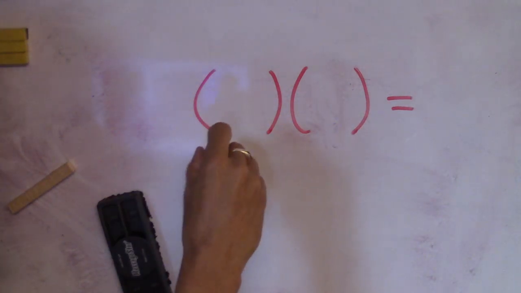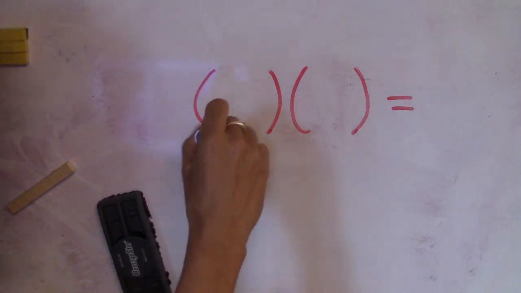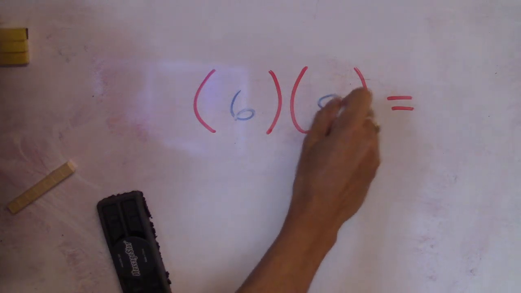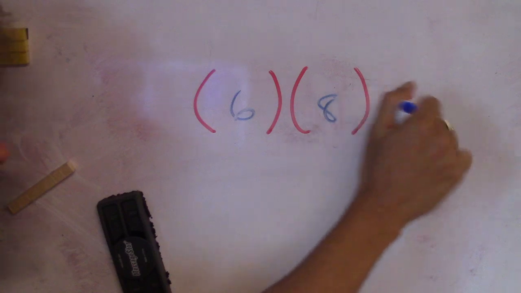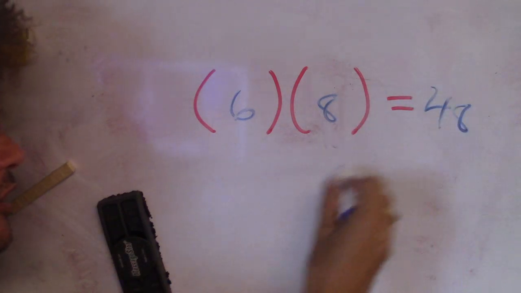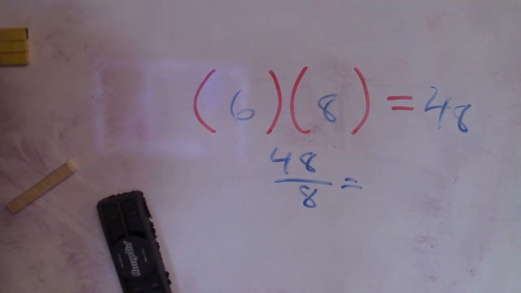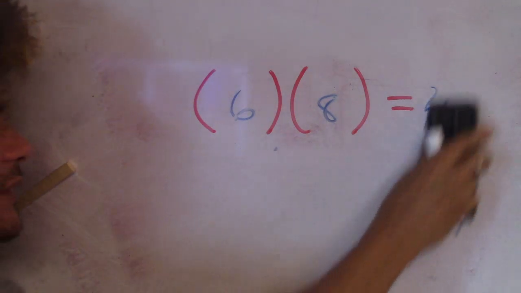How about, you know what? I guess we'll have to get bigger, but let's warm up down here. How about 6 times 8? 48. Bam. All right. How about 48 divided by 8? 6. Done. All right.